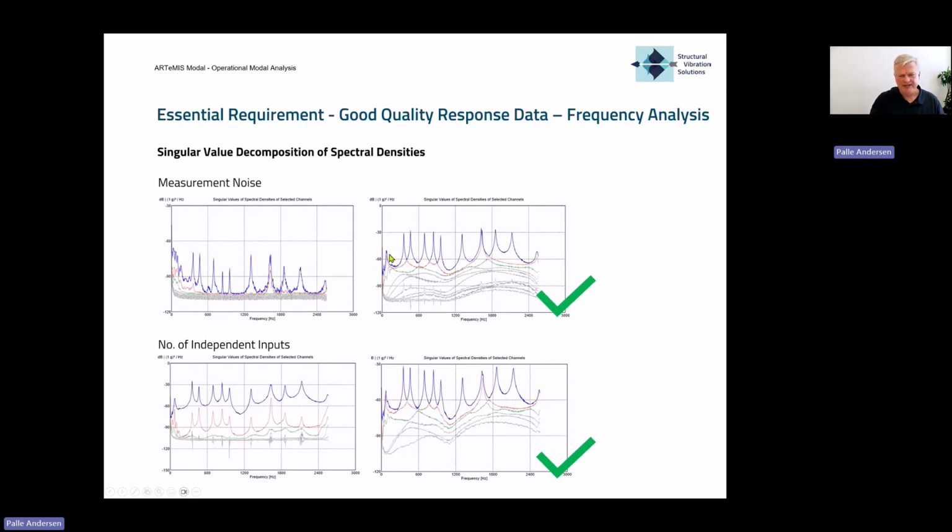You can also see how many independent inputs you have. And as I started out from, we need to have multiple of those. And if you can see that you only have a single significant singular value line here, it means that you only have a single input basically in your response data. And this is not desirable because it makes it very difficult to separate modes that are very close to each other. So it should look something like this in order to be, you would say, data with multiple input excitation.